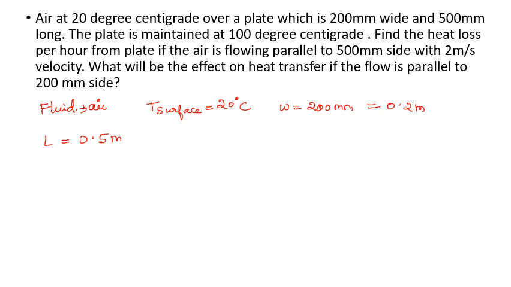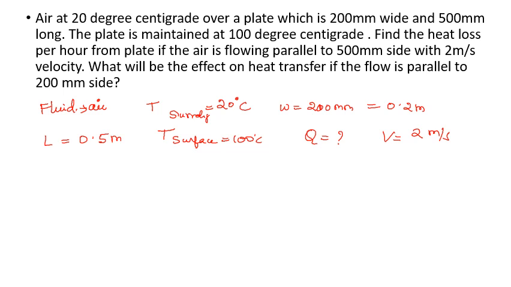Then the plate is maintained at 100 degrees centigrade, so T surface is 100 degrees centigrade. What we mentioned earlier, that should be T surrounding, the air, the surrounding temperature, which was 20 degrees centigrade. Find the heat loss, per hour, if the flow is parallel to the 500 mm side, for which velocity is given to be 2 meter per second. And what is the effect on heat loss for flow parallel to 200 mm? So both cases one is supposed to find out.